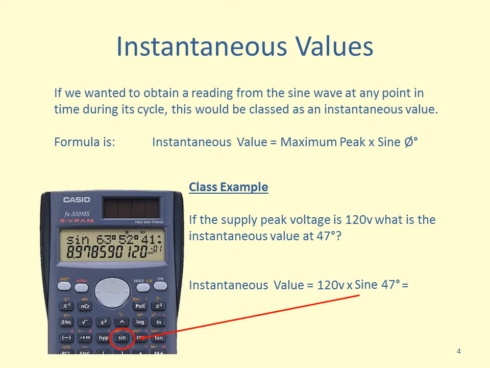Here's an example. If the supply peak voltage is 120 volts, what is the instantaneous value at 47 degrees? As you can see on the left hand side, I've circled the sine function button. If you put this into your calculator, you should come up with a value. You can pause this presentation to work it out, and then continue to find out if you got your answer correct. The answer here is 87.76 volts.